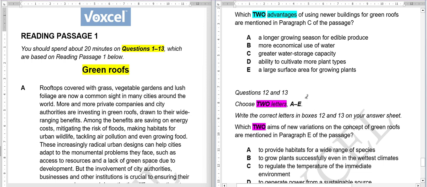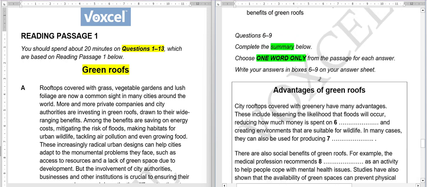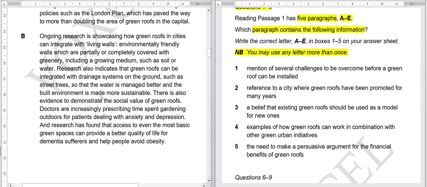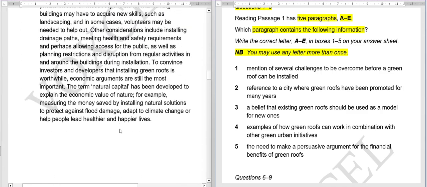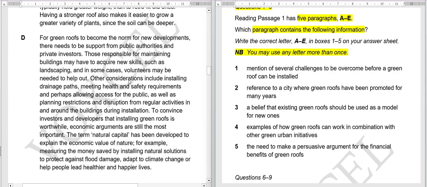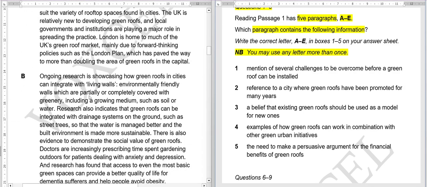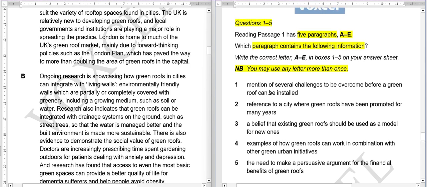Now what we're gonna do, we're gonna make some strategy. For these questions, there is only one strategy that you will use. Students find these questions difficult because they are not in order. For example, your first question may be in B paragraph, second maybe in E paragraph, third maybe in A paragraph, fourth maybe in C paragraph. So there is no fixed order for these questions.